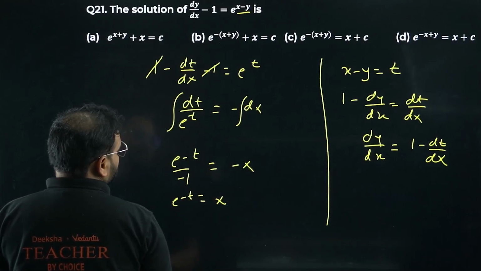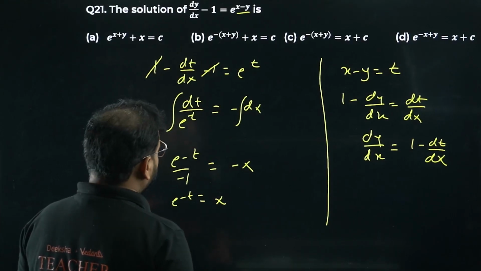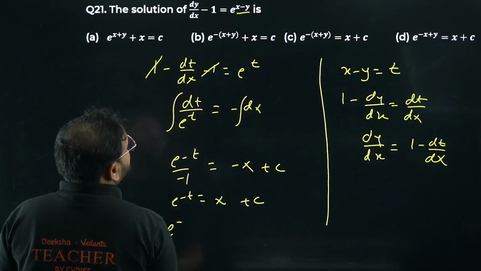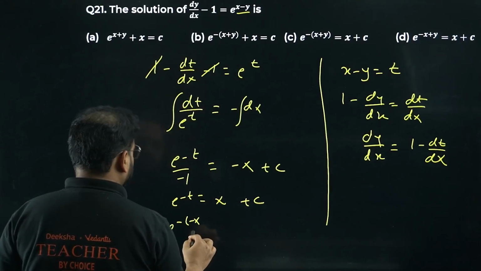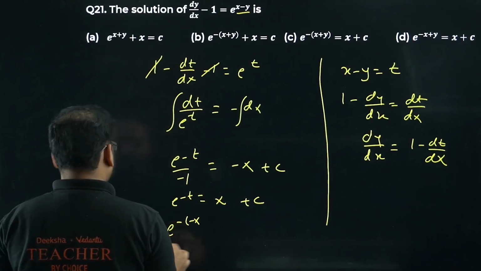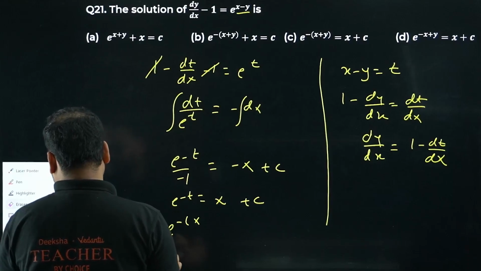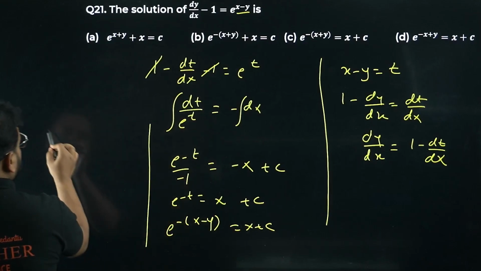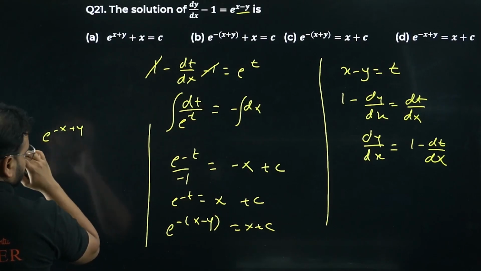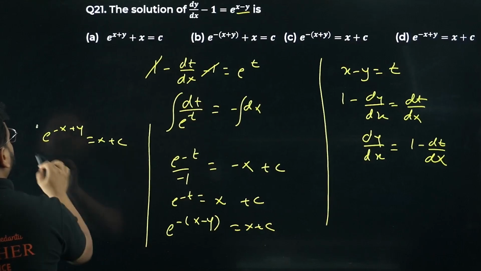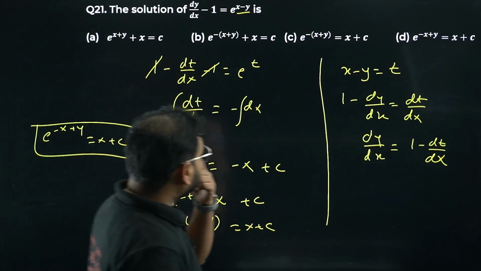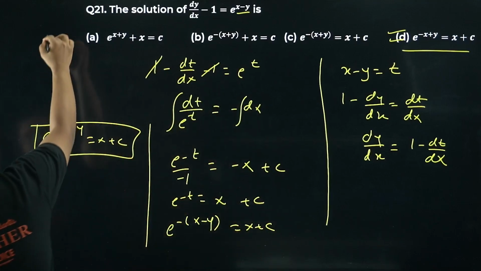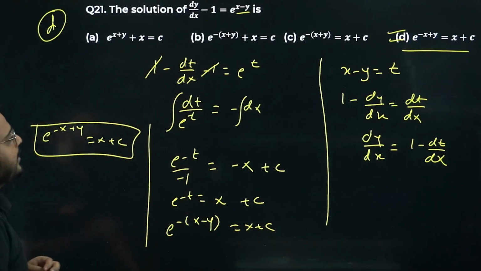Of course you'll have plus c over here. So e power minus t, that is x minus y, equals to x plus c. So giving me this value as e power minus x plus y equals to x plus c. Any option like this? Option D is right. Option D is correct. Please check.